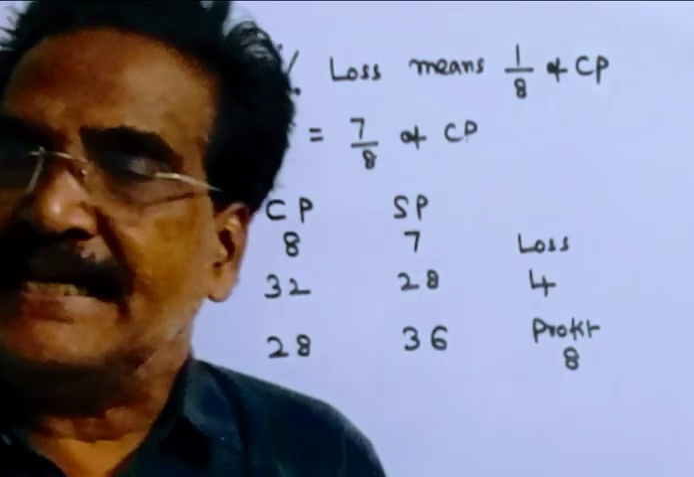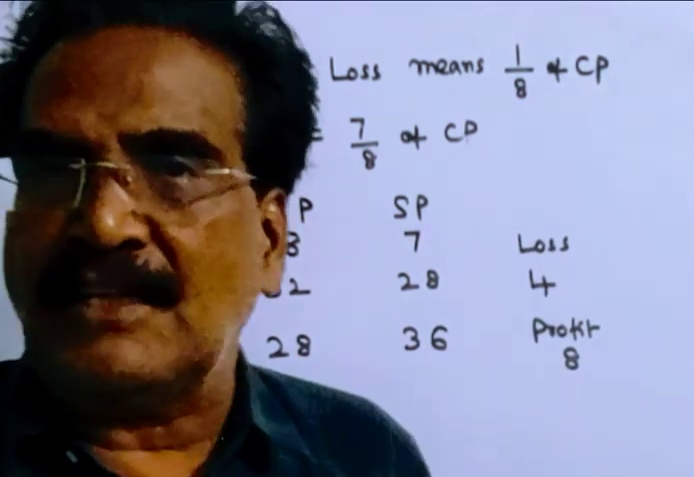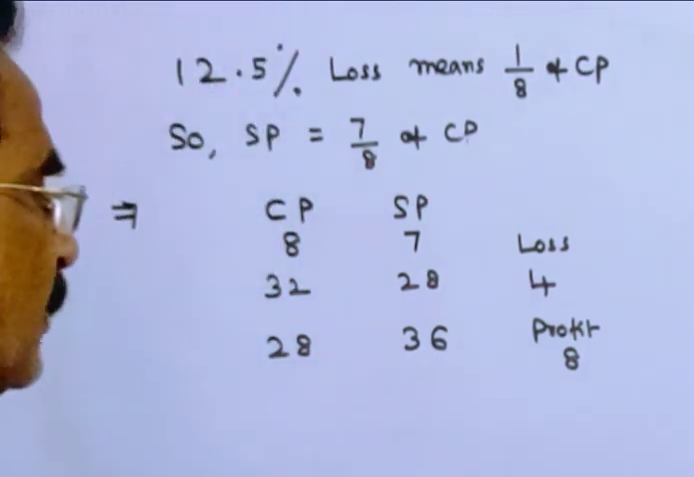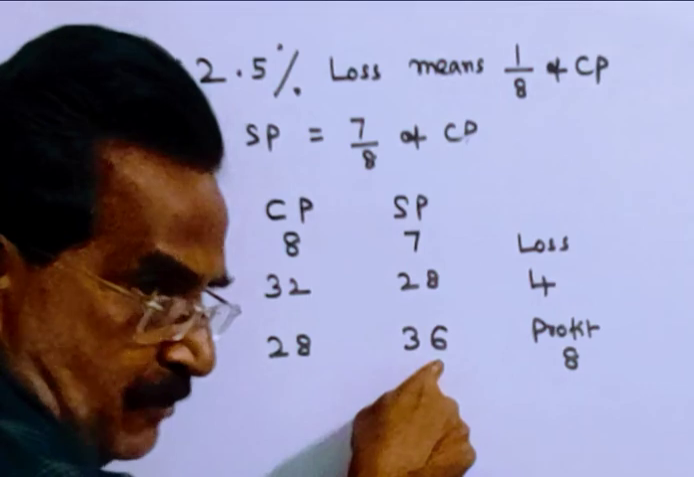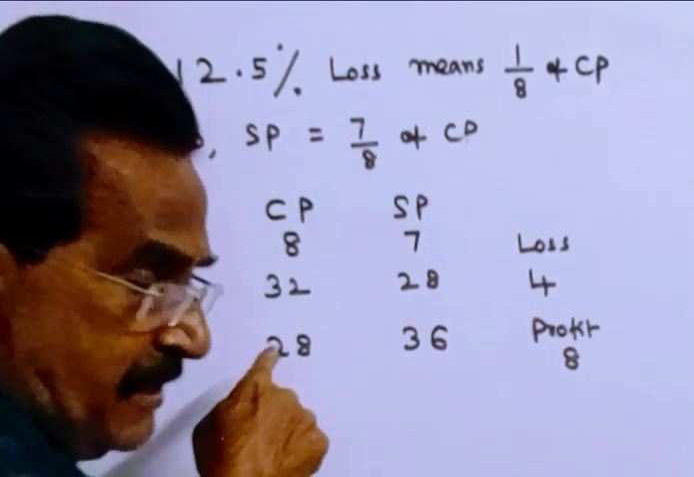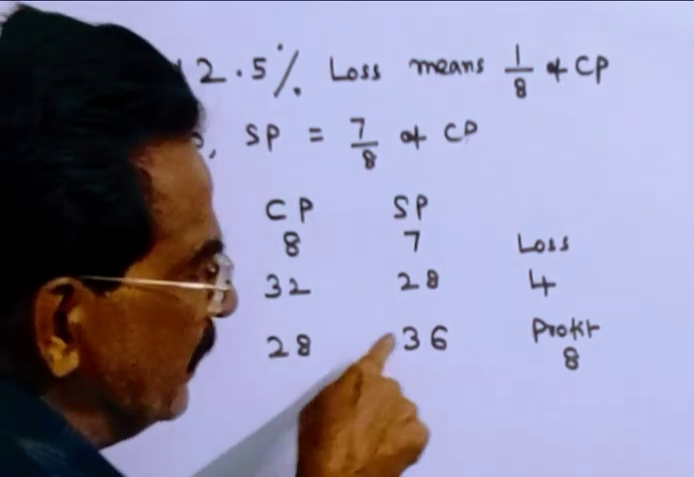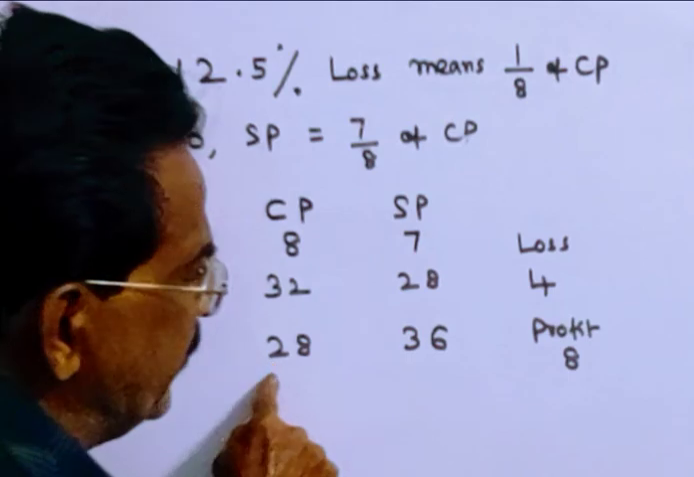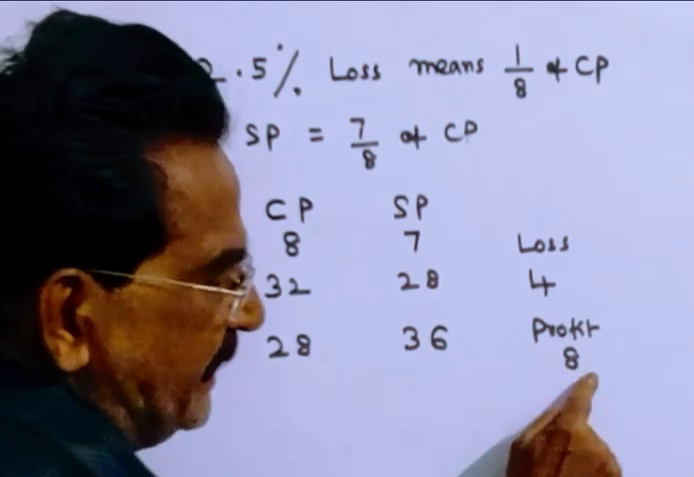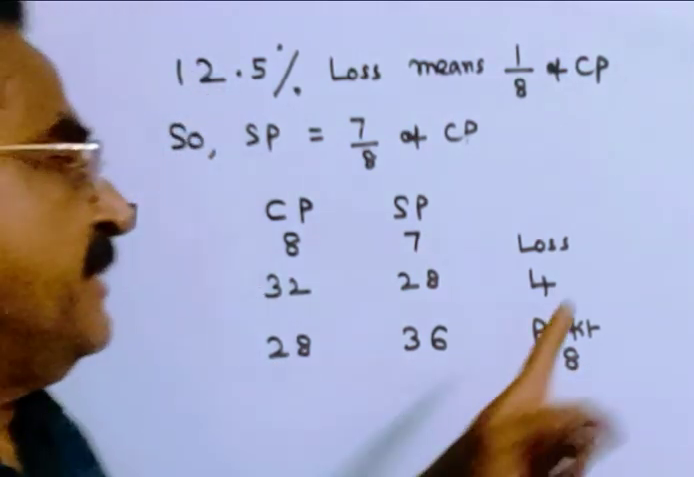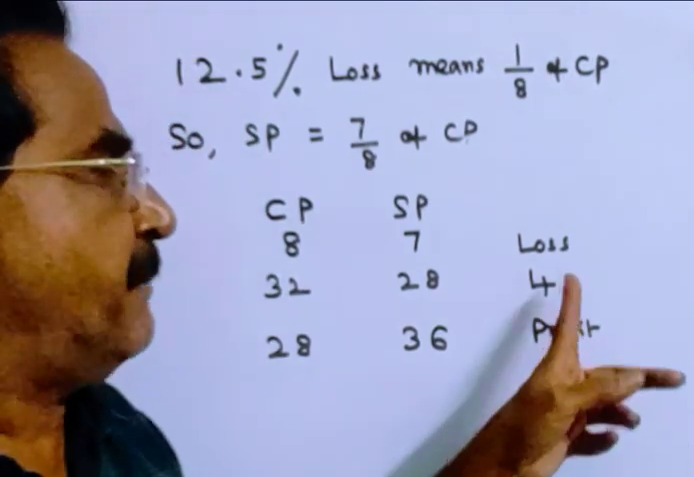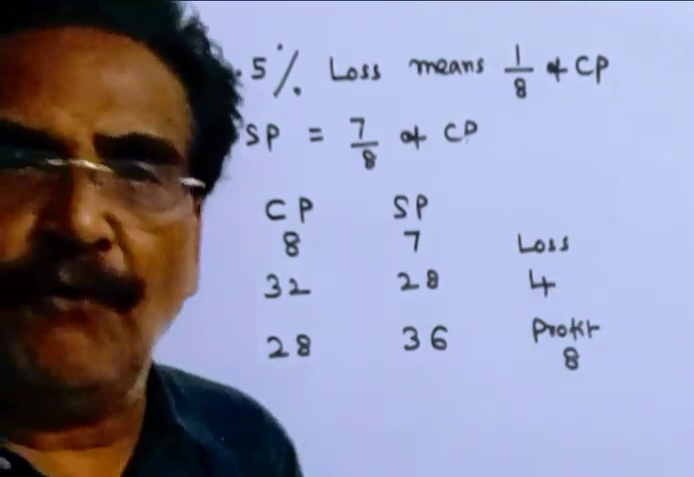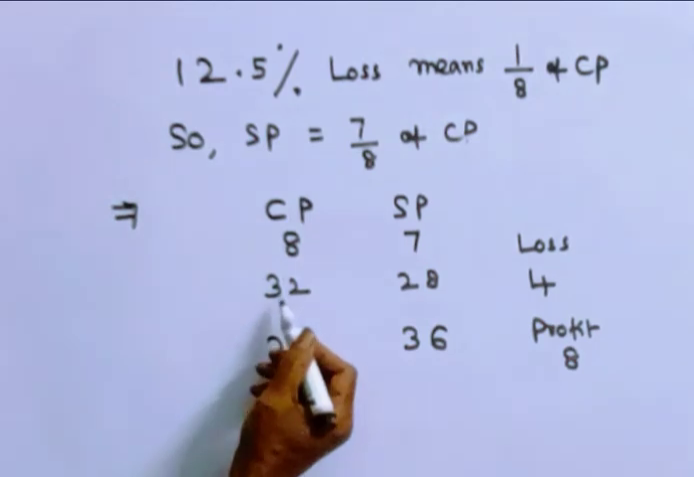Friends, but he is giving by using a false weight, he is giving 28 grams instead of 36 grams. So here the cost price is 28, the selling price is 36. Here the profit is 8. Friends, then the net profit is 8 minus 4, the profit is 4 over the cost price 32.